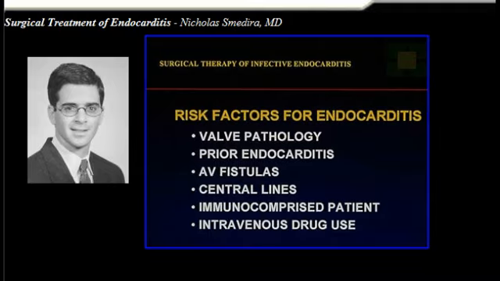And for review, here are the risk factors: valve pathology, a history of prior endocarditis, and then you need some way for the microorganisms to get into the bloodstream, whether it be, as we all know, dental manipulation, some other enteric investigation, or the presence of dialysis, AV fistulas, central lines for patients on chronic chemotherapy, the immunocompromised patient, and of course the patient using intravenous drugs. So an abnormal valve and then some reason for bacteremia.